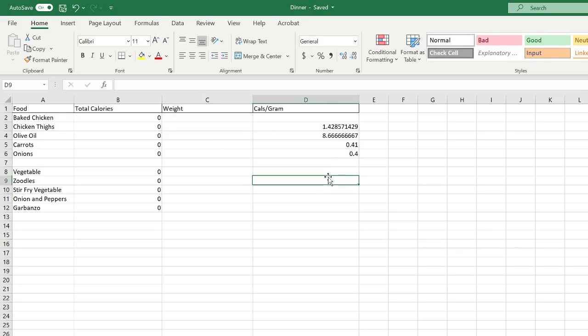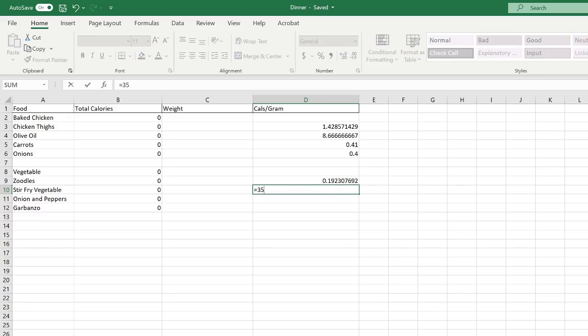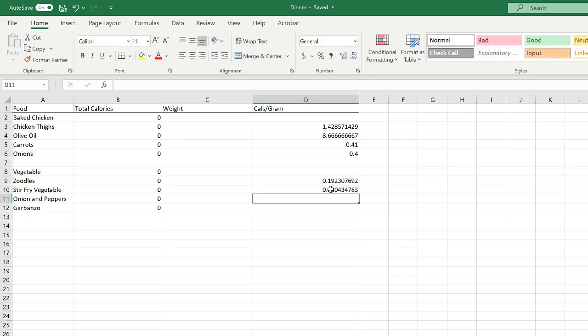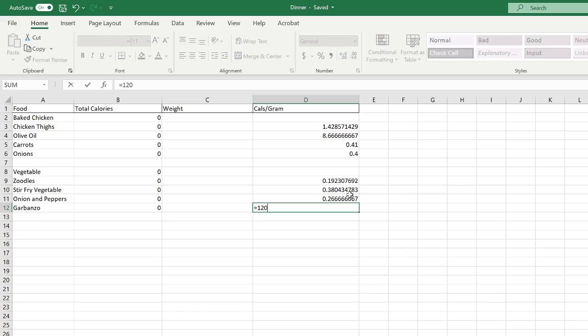And now for my vegetable dish, everything on here had a nutrition label, and so just going from that, my zoodles were 15 calories per 78 grams. My stir-fry vegetables had 35 calories per 92 grams. My onions and peppers frozen bag had 20 calories per 75 grams. And my garbanzo beans had 120 calories per 130 grams.